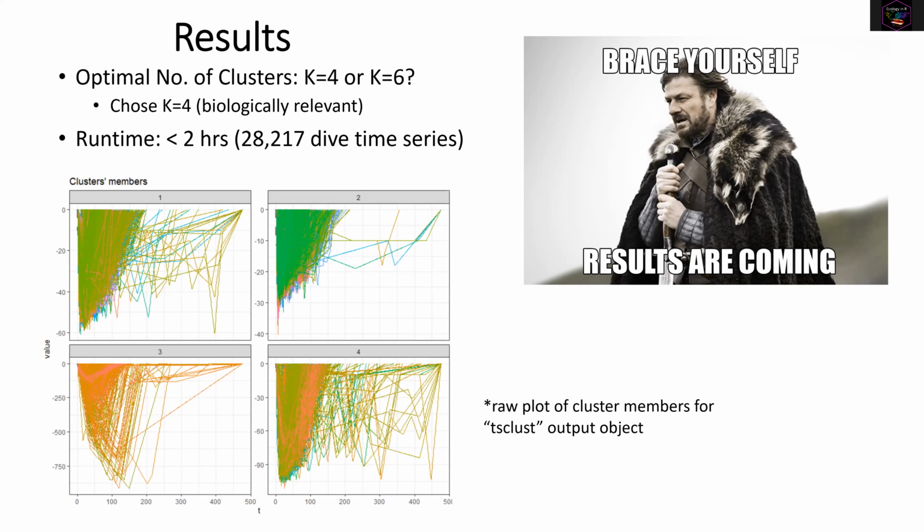I plotted the different centroids, or dive profiles, that each cluster had, looked at them, and thought about how they related to my particular study system, whether it made sense or not. It basically came down to K equals 4 being the most biologically relevant for this system. With K equals 6, the centroids didn't look that different from each other, and I don't think they would be as informative for the ecology.